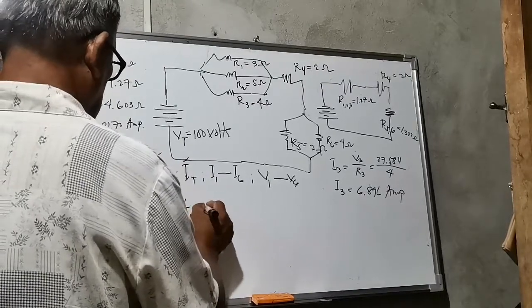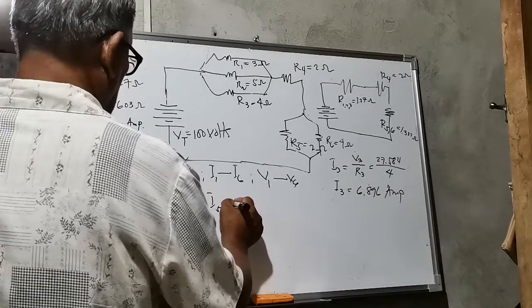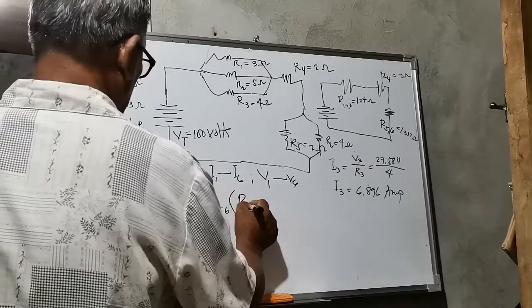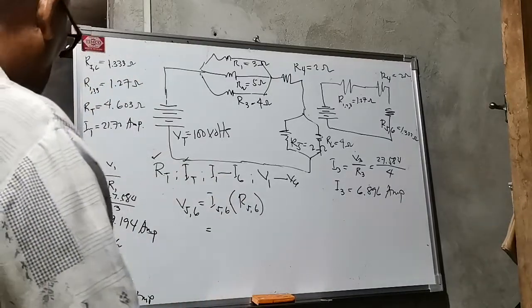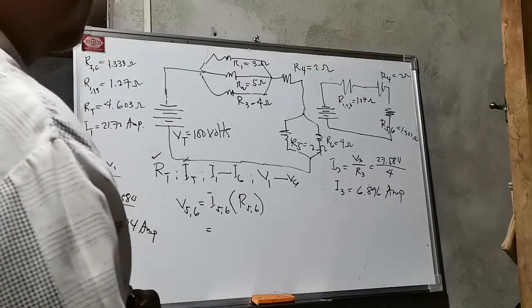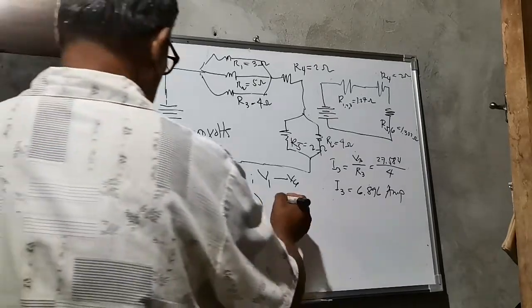V56 is equal to I56 times R56. Do we have the value of I56? I56 is IT, which is equal to IT.